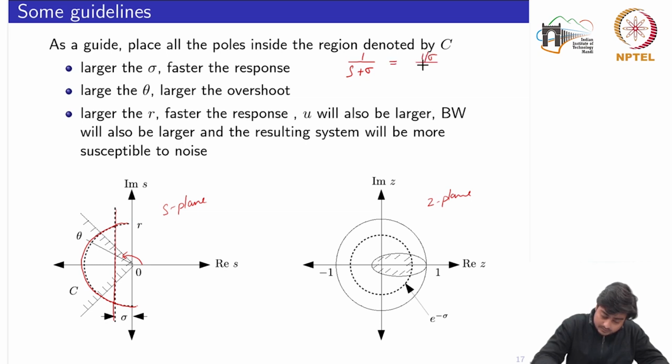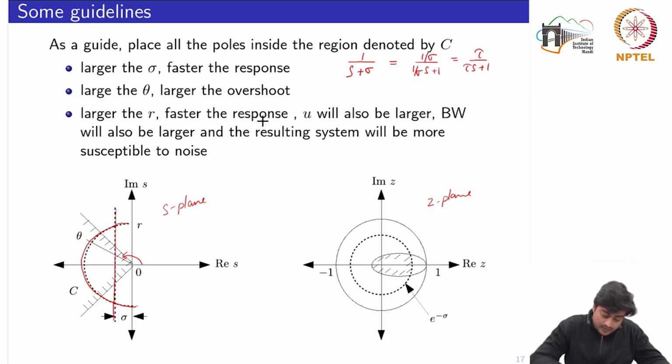Okay, so s plus sigma, I can also write this as equivalent to 1 by sigma times (1 by sigma s plus 1), and replacing 1 by sigma by tau, I can write this as tau by (tau s plus 1), where tau is the time constant. So if we have a larger sigma, the value of the time constant tau would be smaller, meaning the response would automatically be faster. If we have a larger theta, larger the overshoot. If we have a larger r, the response of the system would be faster.